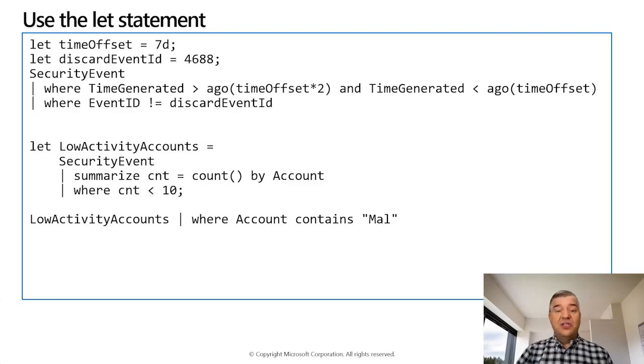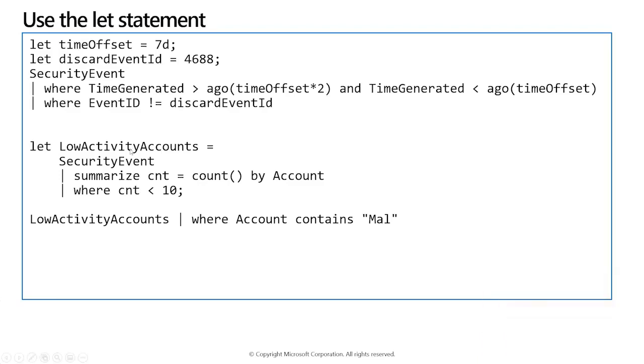The views are expressions whose results look like a new table. The let statement allows for creating variables to be used in later statements. In this example, time offset and discarded event ID are created and used as part of the SecurityEvent where clause. The let statement allows for the creation of dynamic tables or lists.